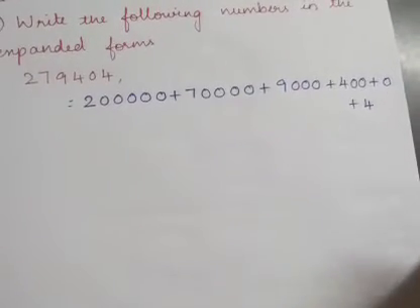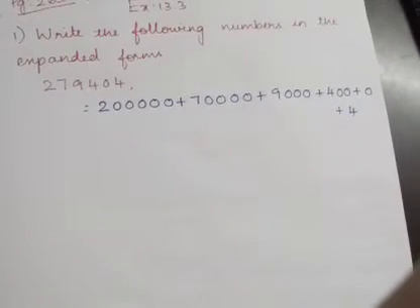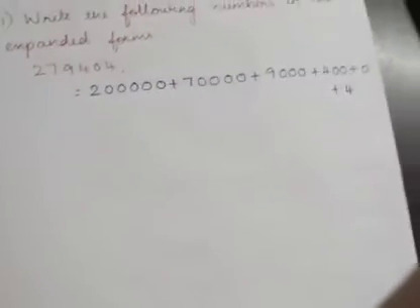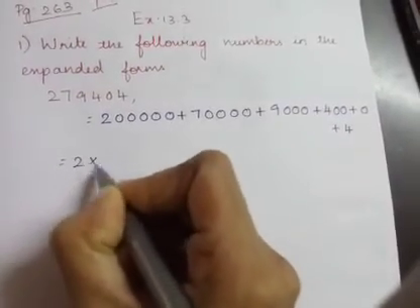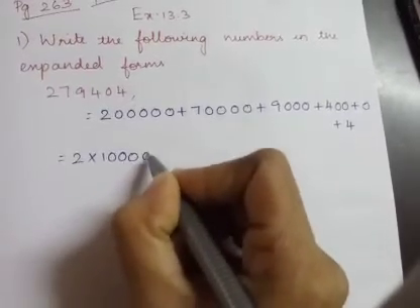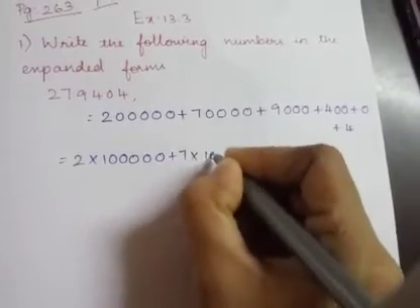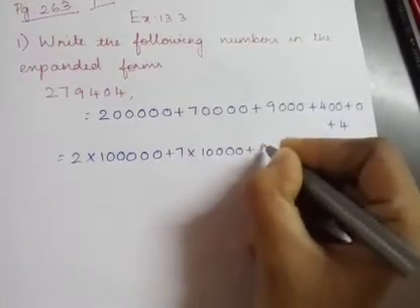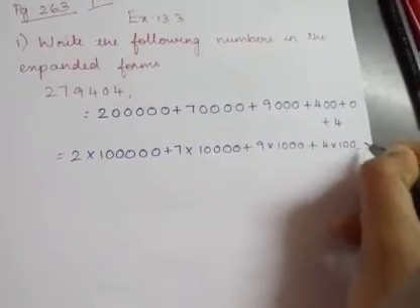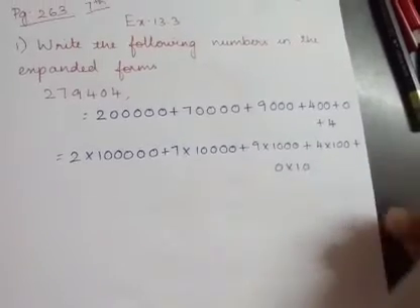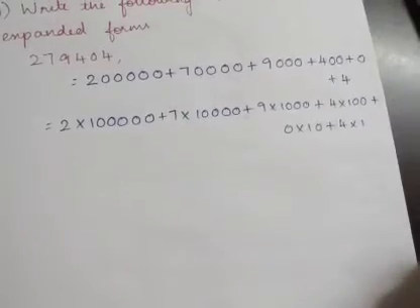But this expansion is not acceptable now. Right? You have to expand them with powers of 10. So how will you write? 2 into 1 lakh plus 7 into 10,000 plus 9 into 1,000 plus 4 into 100 plus 0 into 10 plus 4 into 1. Yes, is this correct? Yeah.